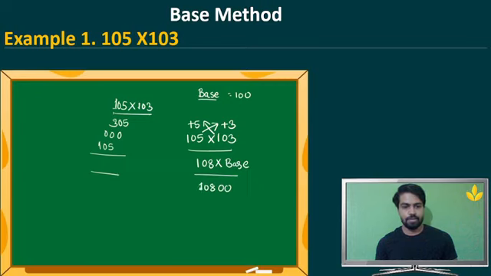And coming to the final step, we have to multiply the deviations. I call it the deviation from the base. Plus 5 into plus 3 is plus 15. That means I'm going to add that to the final result. So this is going to give you the answer. If you have checked, this is the same answer we are getting in this method as well: 10,815. Hope this is clear. Let us see some more examples and how the second example is different from the first one.